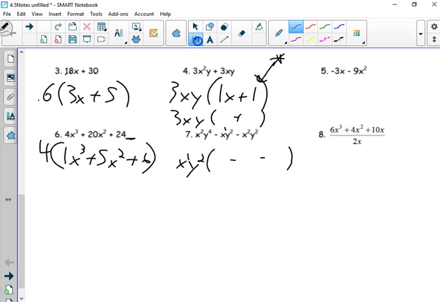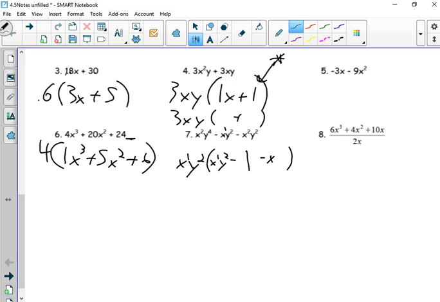x2 divided by x1 is x1. y4, y2, remember we subtract, y2. x1, x1, that cancels. y2, y2, that cancels. But if it cancels, what goes right here in the middle? 1. Very good. X squared divided by x, x, y squared cancels. I'm done. That's it.